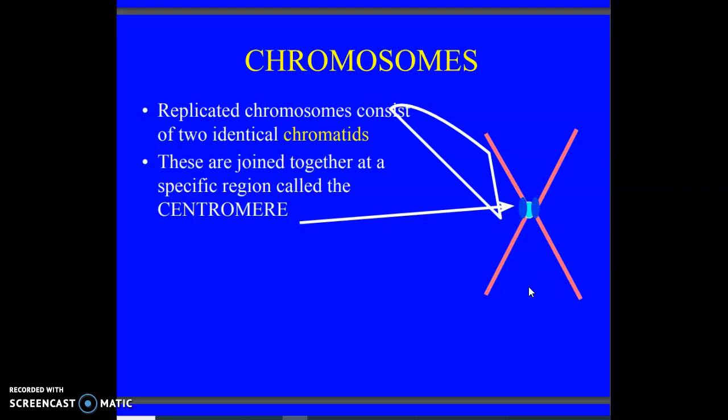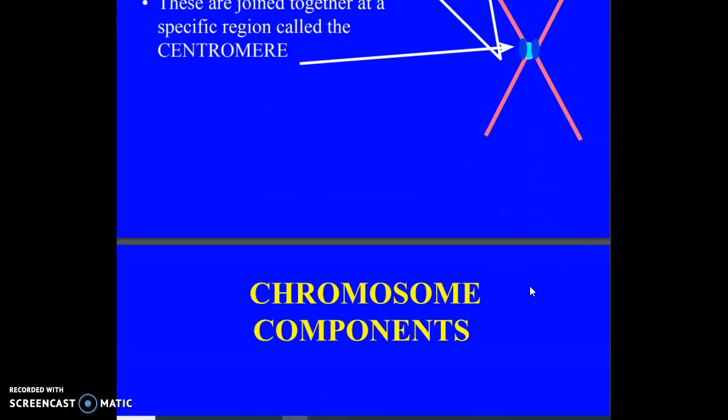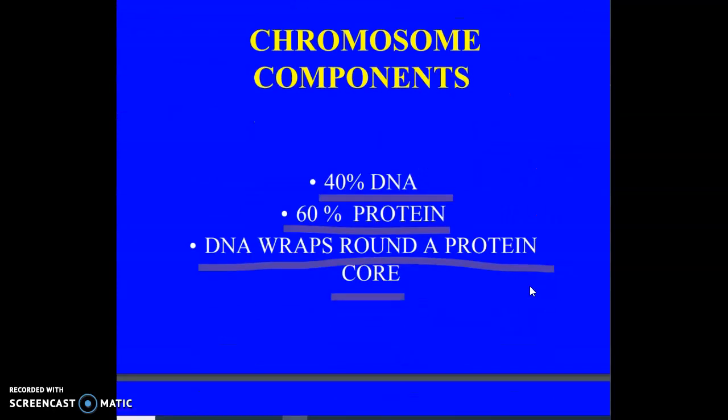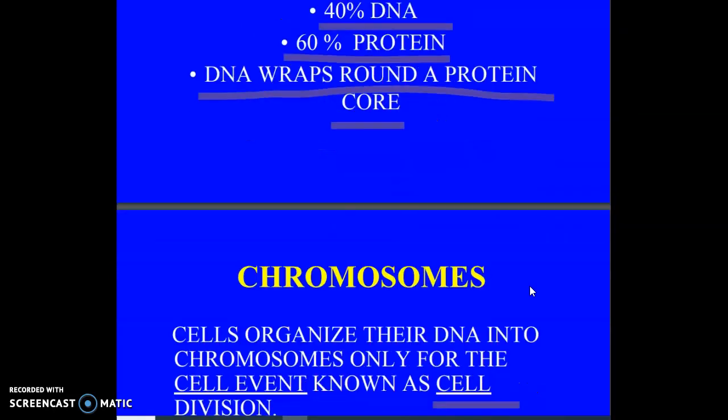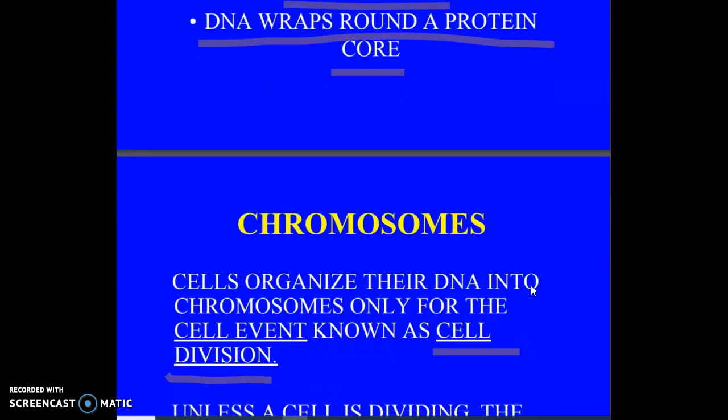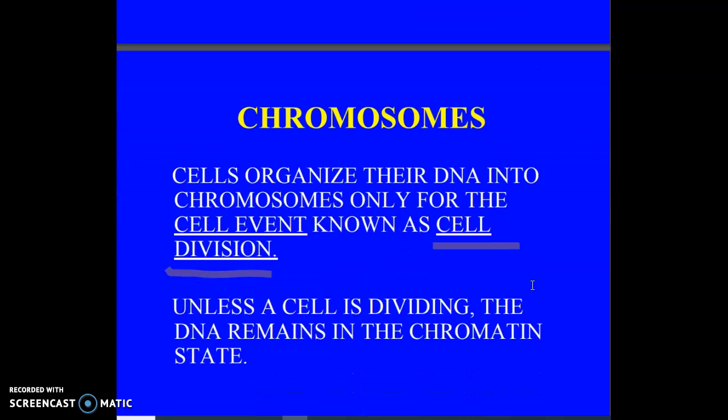All right, now, number 10, the two components of a chromosome: they're 40% DNA and 60% protein. So this DNA is really curly and twisty, and it's twisted around this protein core. So, when a cell organizes its DNA into these chromosomes, the fragments come together to make chromosomes. We're about to have something known as cell division.